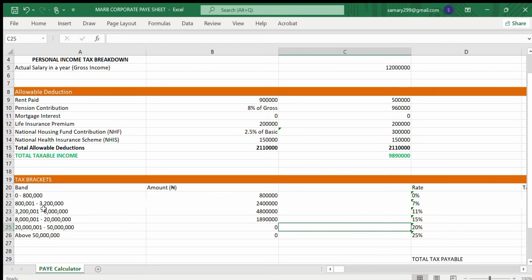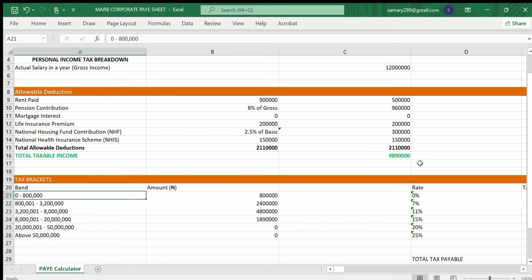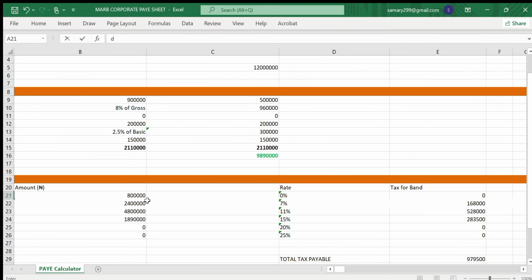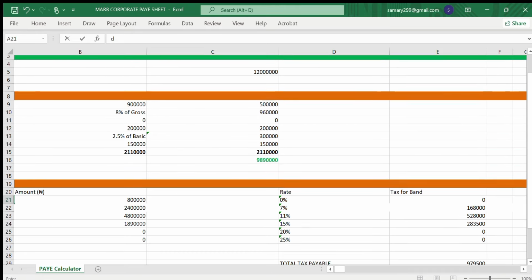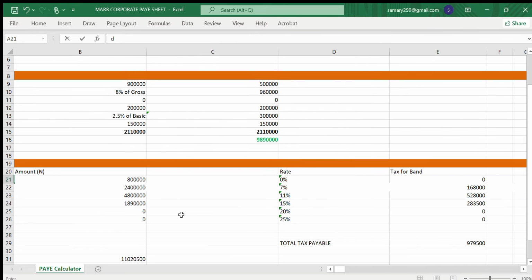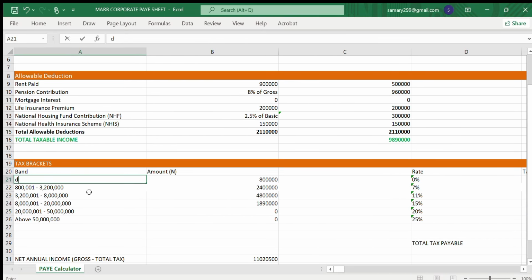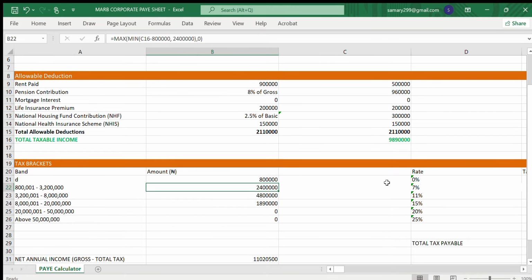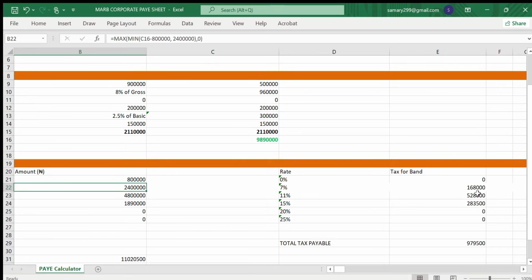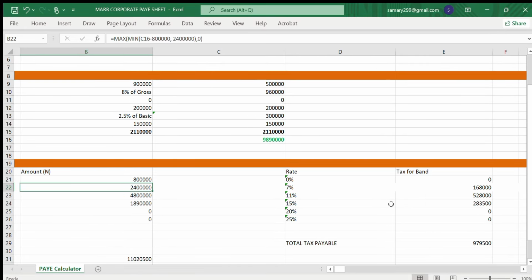So what that means is that first, our 0 to 800,000 bandwidth will be removed, right? So there's not going to be tax. That one is a zero tax. You see, no amount here. Now, the second one: if you remove the 800,000 from 3.2 million, it's simple, it gives you 2.4 million. And this is what we have here. So when we remove it, you have the 2.4, you're going to calculate it on 7%, which means you're going to be paying a tax of 168,000 on that one.